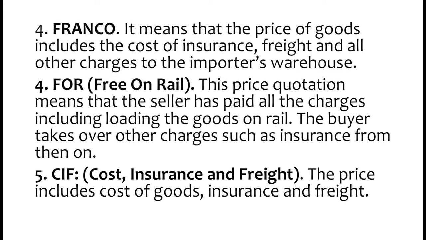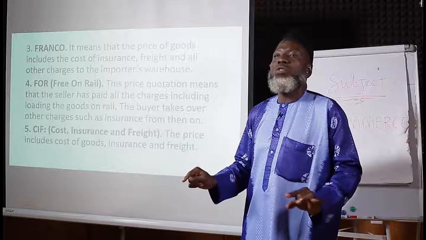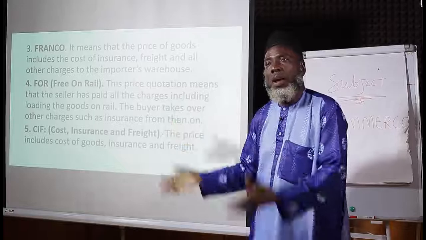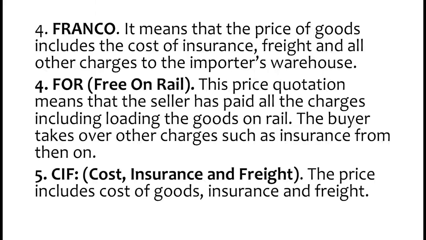The third one is Franco, which means the price of goods includes the cost of insurance, freight, and all other charges to the importer's warehouse. The moment the goods are taken to the importer's warehouse, then the seller stops everything. The buyer takes control. Then we have FOR, free on rail. This price quotation means that the seller has paid all the charges, including loading the goods on rail. The buyer takes over the charges such as insurance from then on.